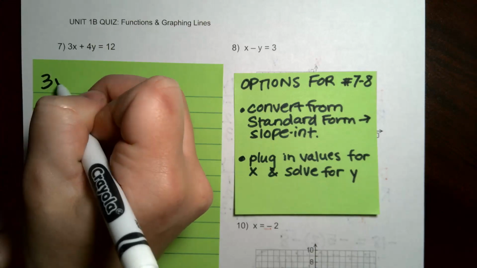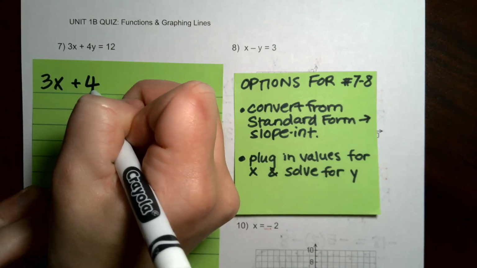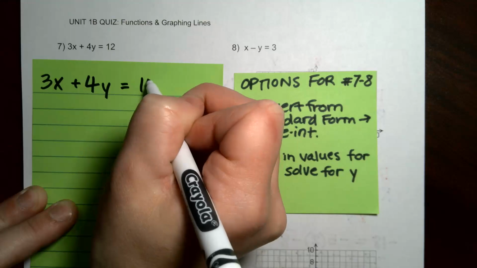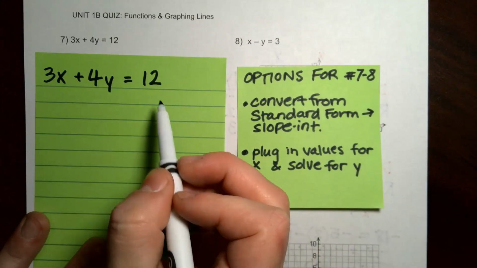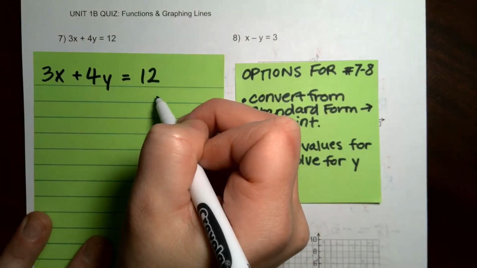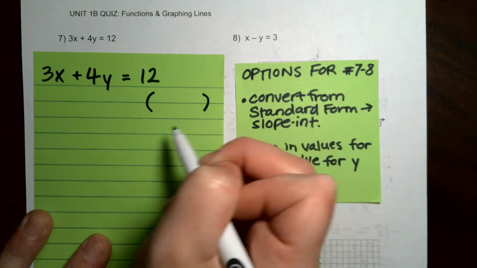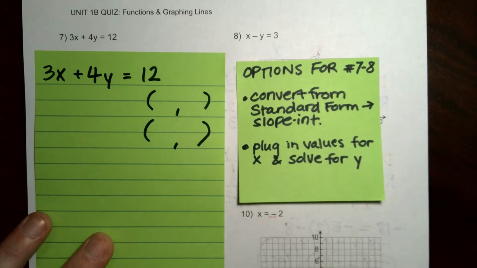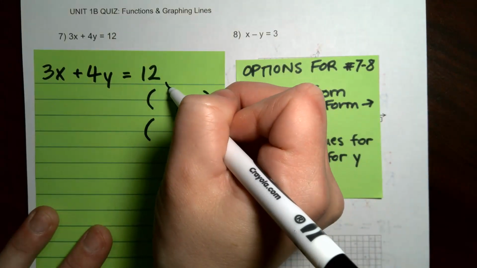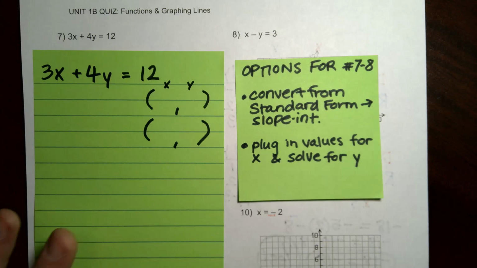So 3x plus 4y equals 12. I know I was recently having you find 3 coordinates just for a little extra practice, but on the quiz you only need 2 points to make a straight line. I'm fine if you just find 2. So if we're going to solve for coordinates, first make 2 empty coordinates that we know we're going to fill in. And if it helps, maybe label your x and your y.